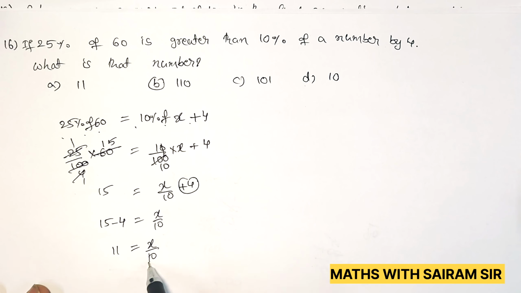From this, x is equal to 11 tens, that is 110. x is equal to 110. That means the required number is 110. So option B is the correct answer for this question. Okay.